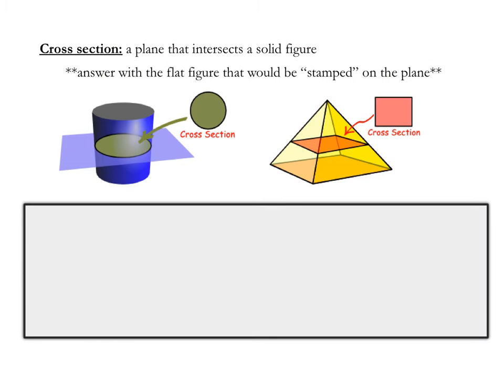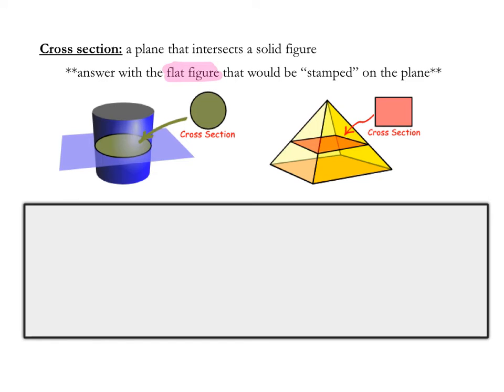The last thing we're looking at is what's called a cross-section. A cross-section is a plane that intersects a solid figure. These planes can come in flat, they can come in at an angle. The cross-section part, though, here's the important thing. You need to figure out the flat figure that would be stamped on the plane. If we cut it, and if you imagine slicing it open and opening it up, you want to see what flat shape would be on that opening if you cut it apart.